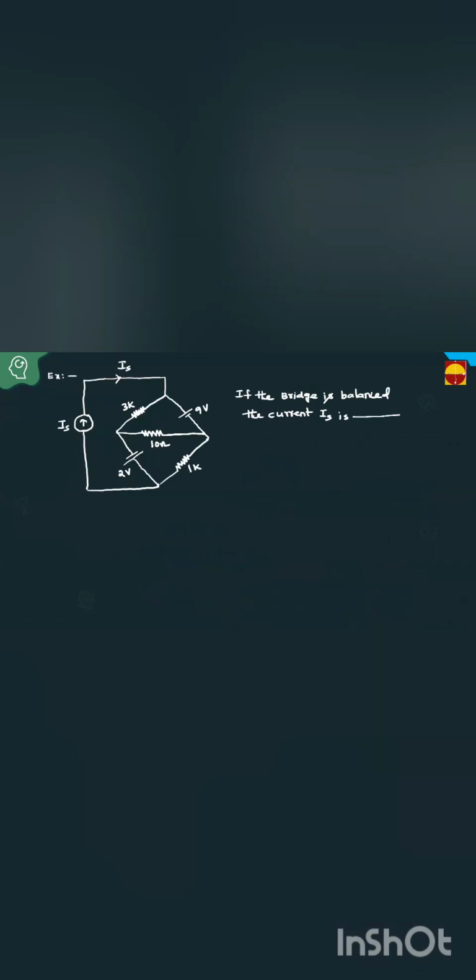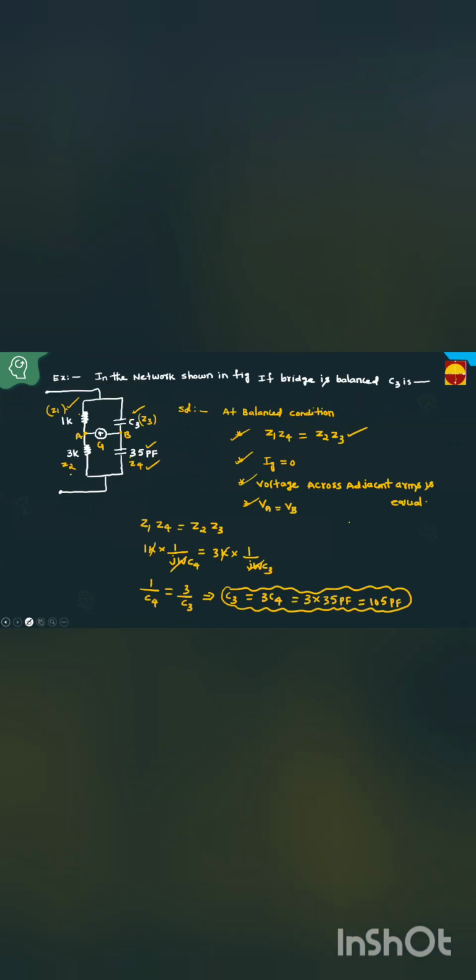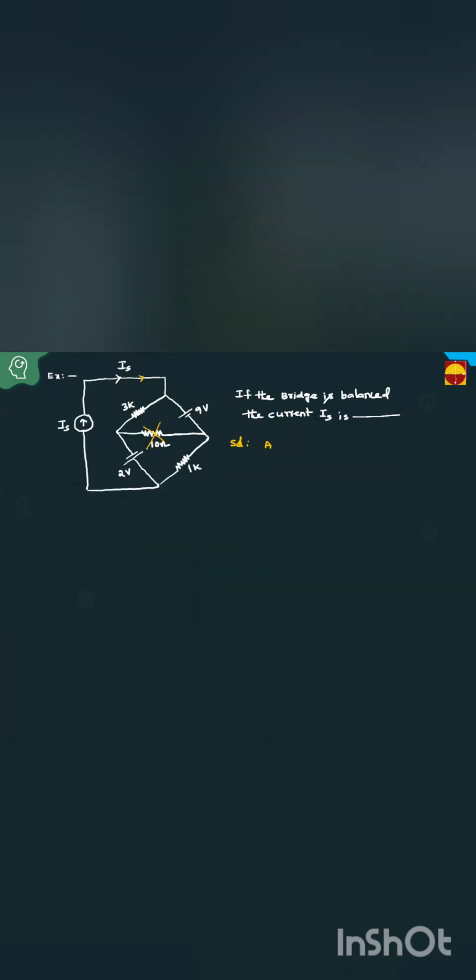You see this one more bridge problem. If the bridge is balanced, you have to find out what the current IS is. Students, I told already, if the bridge is balanced, there is no current. You have to neglect this 10 ohm resistance. Remove that one. And if the bridge is balanced, I gave one condition: voltage across adjacent arms is equal. To solve this problem, this condition we have to utilize because all our sources are given.